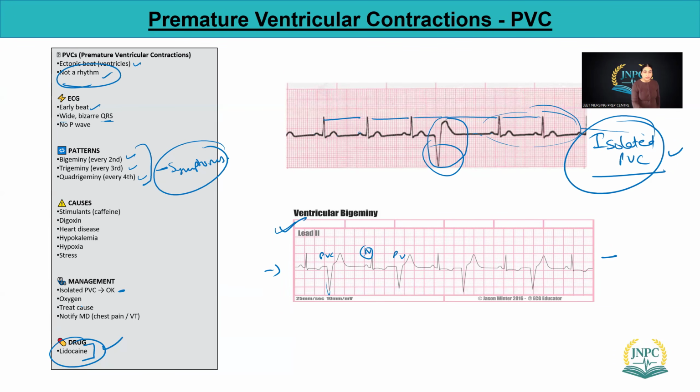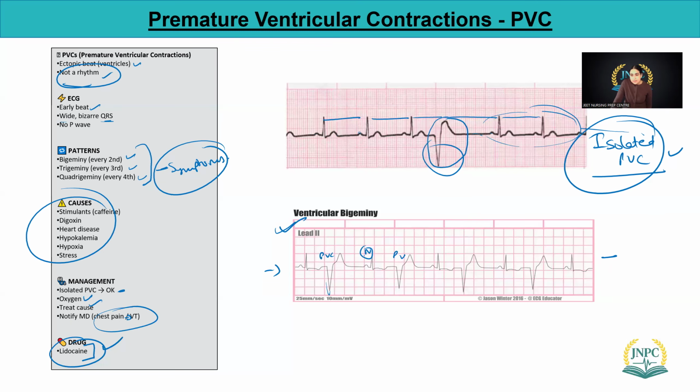So look at this, isolated PVC is okay. Give oxygen, symptomatic treatment, right? Treat the cause, notify if there is chest pain because it can cause ventricular tachycardia or VFib, right? These are the causes, which are the same causes in every condition: stimulants, digoxin, heart disease, hypokalemia, hypoxia, or stress. Those can cause PVC. Okay.